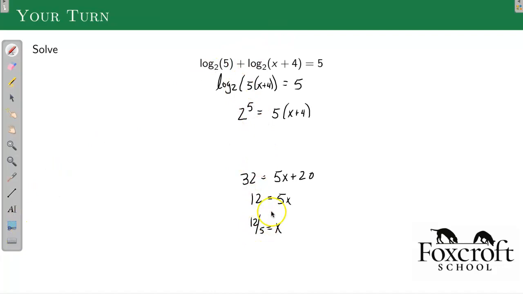All right, you should get an answer similar to this. So plus sign, multiply, no log over here, so we use exponentials. 2 to the 5th is 32. Here we distribute, move the 20 over, and divide. Again, check for extraneous roots, but 12 over 5 plus 4 is going to be positive, so it's going to work in that logarithm, and this is good for your final answer.